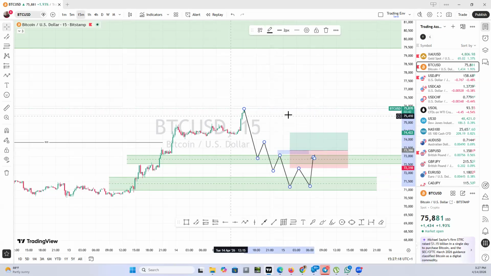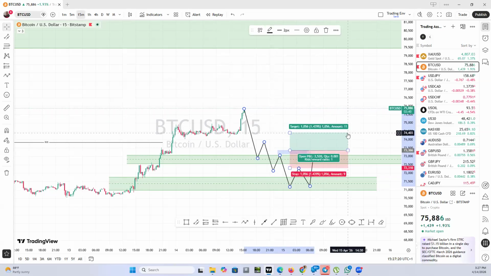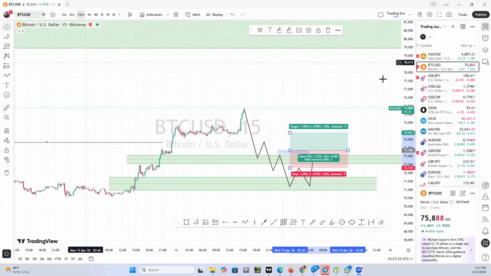So this is what we have on BTC. So we are going to keep watching. You guys, I will keep you posted, those that are trading BTC. So this is what I have on BTC. So let's go to GBP JPY, somebody typed. So let's look at GBP JPY.